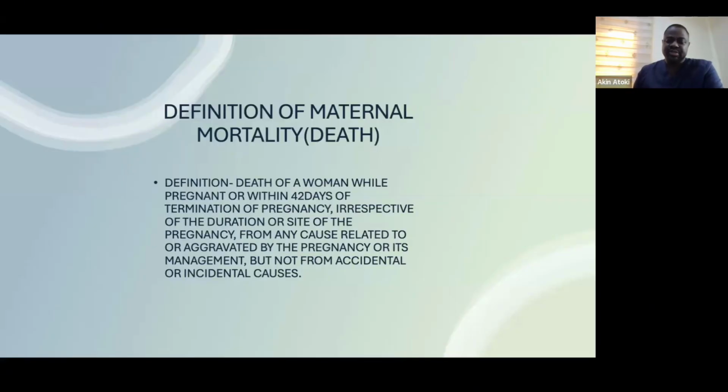But not accidental causes. So if, for instance, somebody was attacked by an armed robber and shot, we don't regard that as a maternal death. Or somebody had a road traffic accident, it's not regarded as a maternal death. Or somebody dies of COVID, for instance, or one serious medical illness that would have killed the person anyway, irrespective of whether the person is pregnant or not, it will not be regarded as a maternal death. But every other thing is regarded as a maternal death.